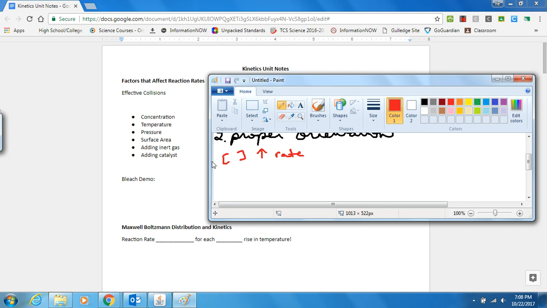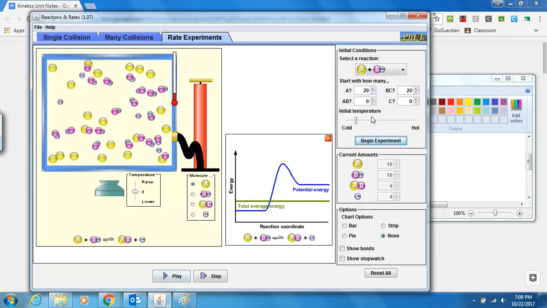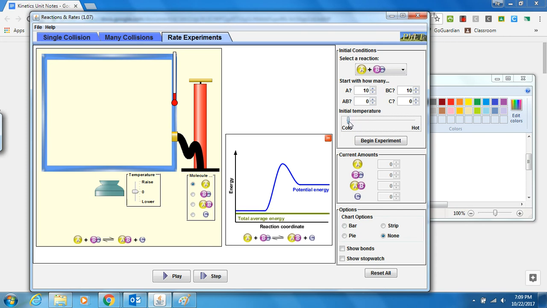Now let's look at temperature. So I'm going to go back to the simulation again. Let's start with maybe 10 of these guys here. So there's 10. And let's begin the experiment. Let's say that our experiment is very cold. So let's take that down. Notice what's happening to the total average energy there. This is meaning the kinetic energy of those molecules. We know that now, since we covered thermochem, that kinetic energy and temperature are directly related. So as the kinetic energy is increased, the temperature is increased as well. That means the movement, how fast or slow these molecules are moving inside here.